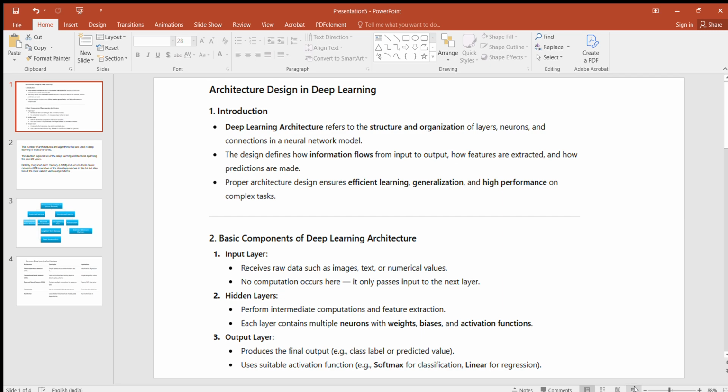Today we are going to discuss architecture design in deep learning. You can see this is the architecture design. Deep learning architecture, already you know that, is based on the neural network. Here the deep learning architecture is divided into two parts: supervised learning and unsupervised learning.